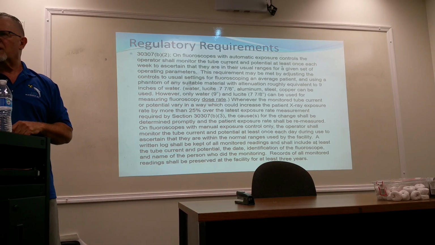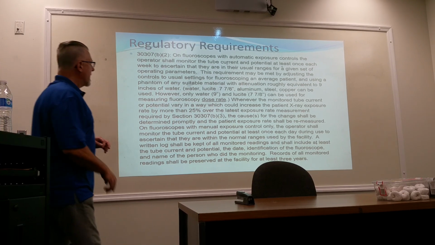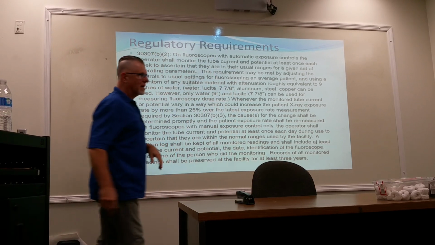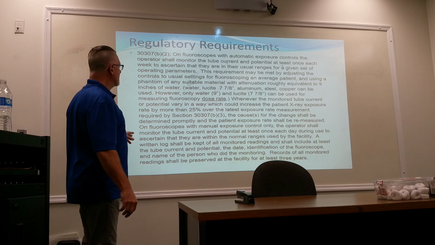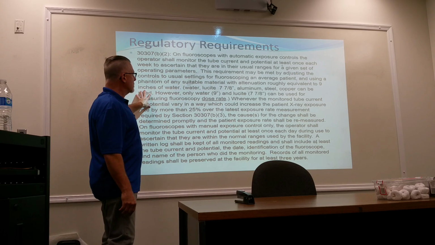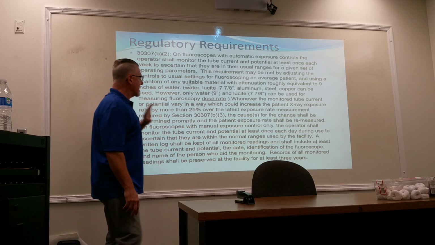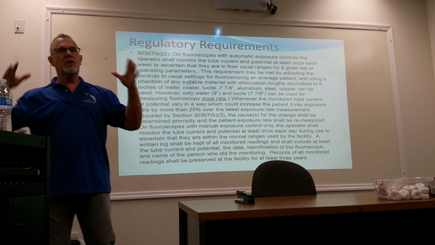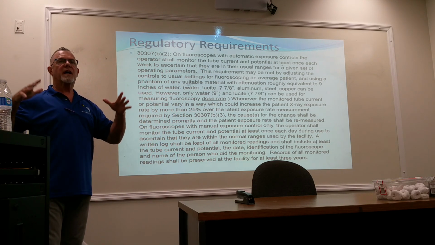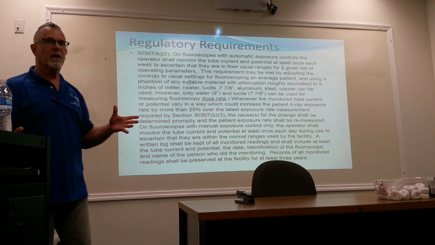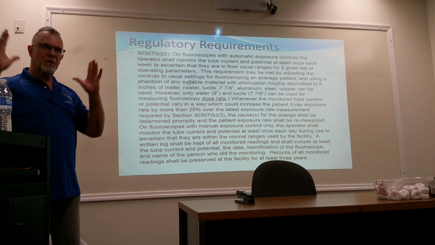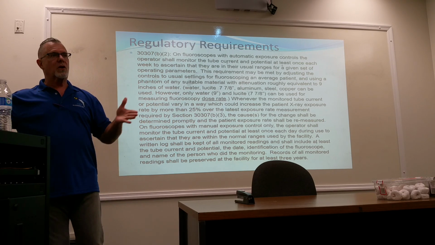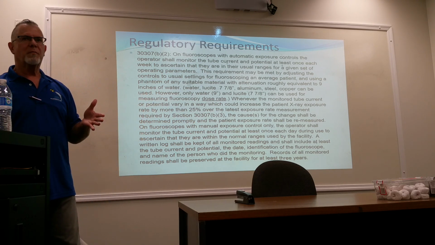I want to go back to one thing. When it talks about usual settings for fluoroscoping an average patient, so for measuring dose, an average patient in California is 9 inches of water or 7 7/8 inches of lucite, and it's the largest mode that the image intensifier has. So if you're using an image intensifier that's a 14-10-6, it's in 14-inch mode. If you're using a DR fluoro, it's the largest size. Usually they're either 30 by 30 or 40 by 40.